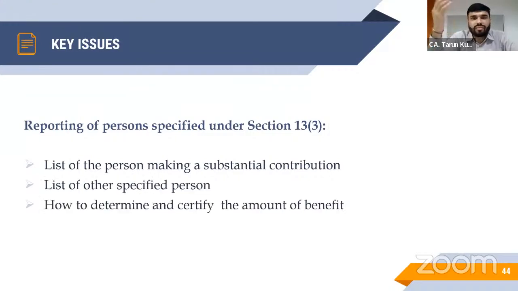Sir, basically section 13(3) provides a list of interested persons. It includes the author of the trust, the settlor of the trust, and a very important point, the auditor has to give the list of interested persons and whether any benefit has been passed on to these persons.